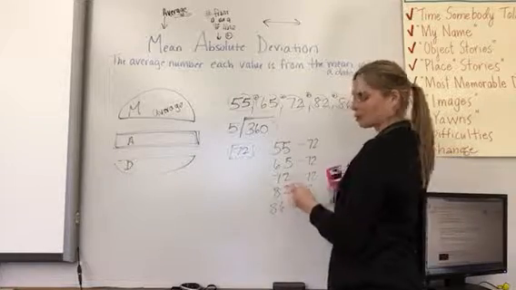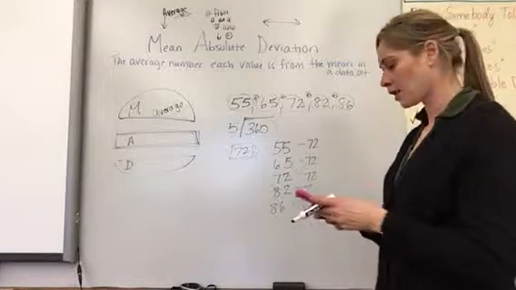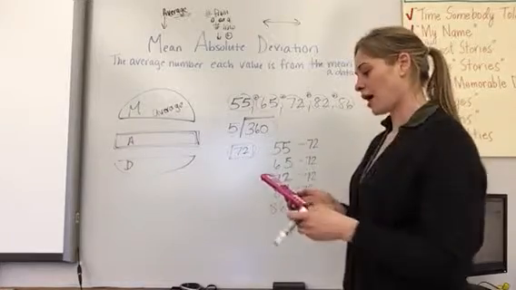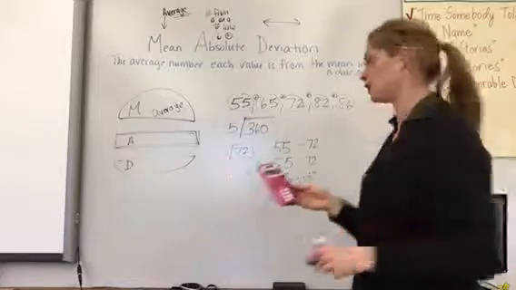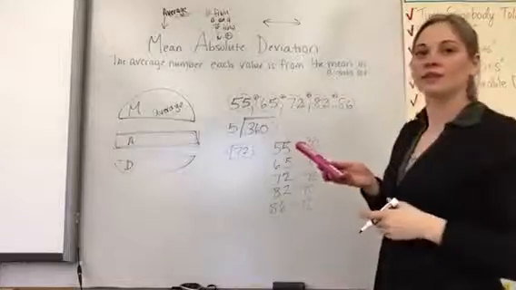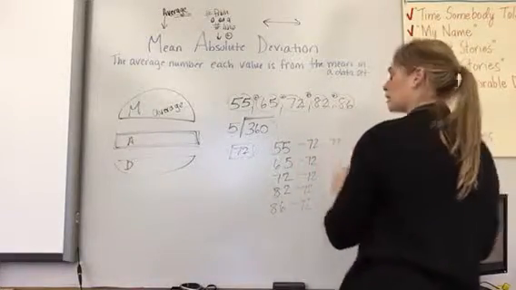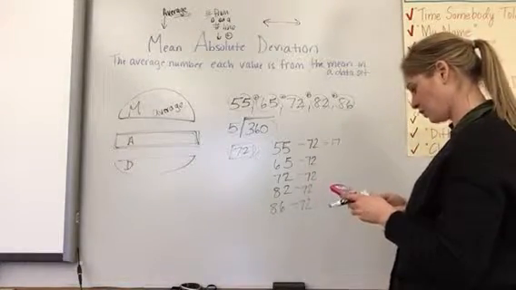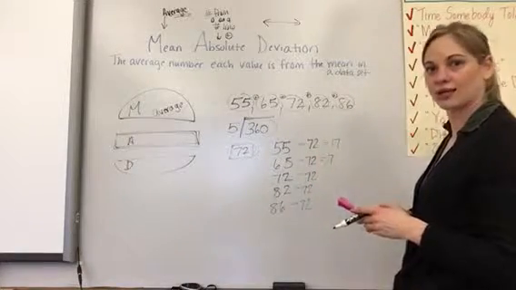When I set up my work in an organized way, it helps me solve problems more accurately and efficiently. So I'm going to go ahead and subtract each number. Now, if I type in my calculator 55 minus 72, I will get a negative 17. But since we're talking about the absolute value, we want to make every single number in the data set a positive one. So instead of a negative 17, I'm going to make it positive. If I do 65 minus 72, I will get a negative 7, but I'm using the absolute value, so I'm just writing 7.